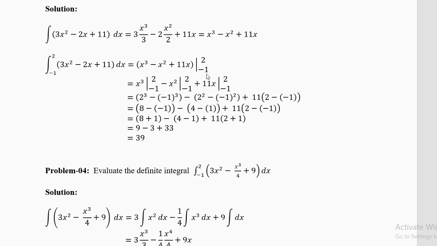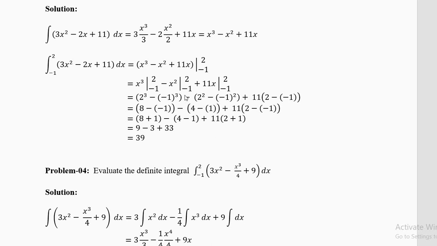Now you have to be very careful, because the lower limit a = −1. You have x³ going from −1 to 2. So put 2³ minus another bracket, (−1)³. (−1)³ is minus 1. 8 minus minus 1 is 8 plus 1, which is 9. You have to be very careful about the plus and the minus.